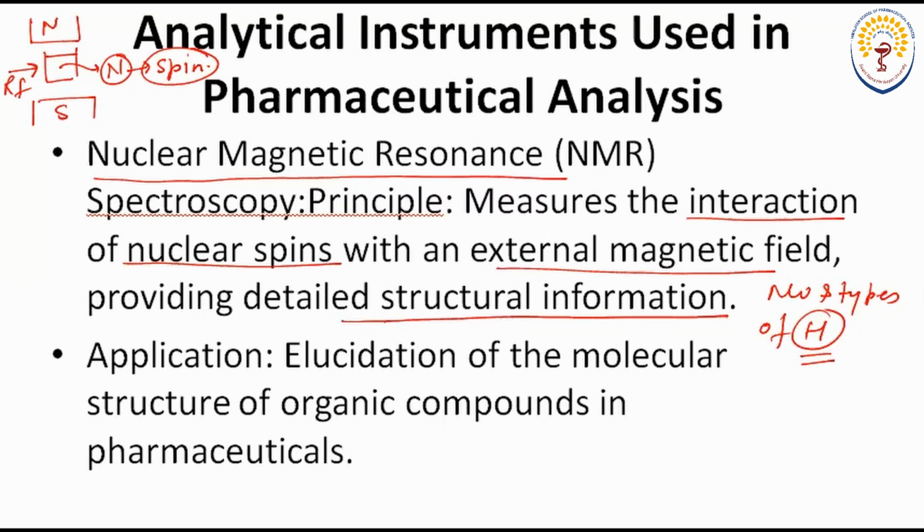It not only gives us the number of proton, it also gives us the type of proton present in the sample. So again it is used for the structural elucidation, and basically the structure of organic compounds in the sample.